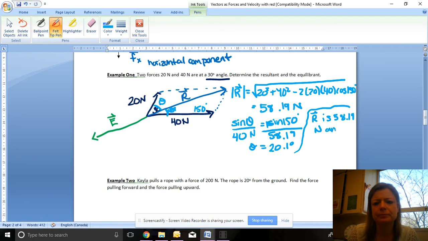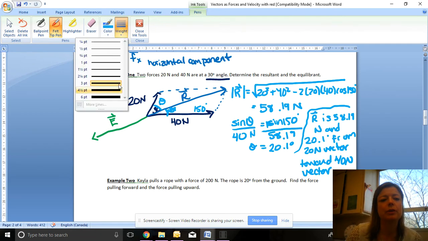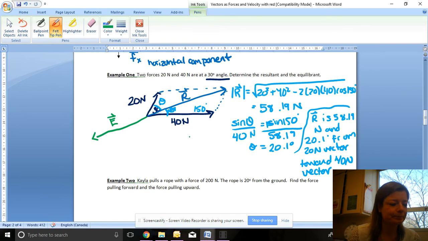and 20.1 degrees from the 20 Newton vector toward the 40 Newton vector. Now, I could have done theta as I originally had it labeled there, but this way works too. Either way is fine, and I just had it in my notes this way. That's why I switched it.